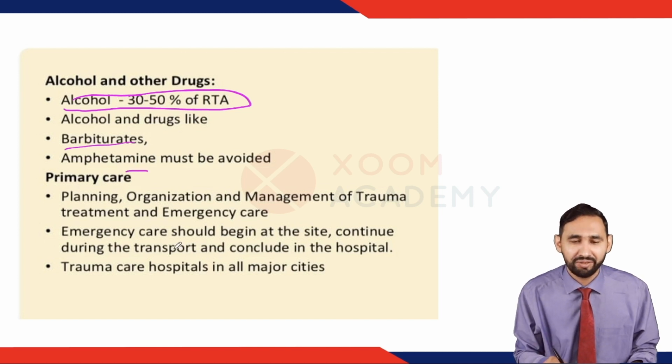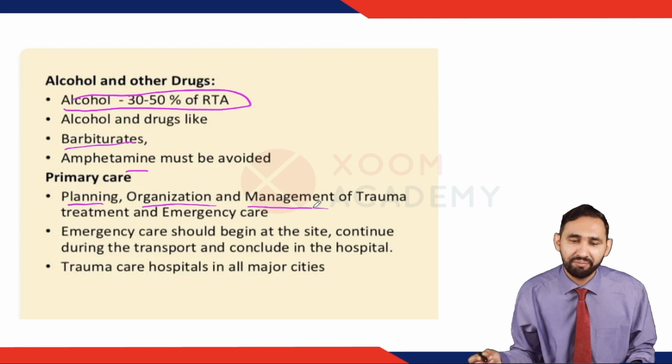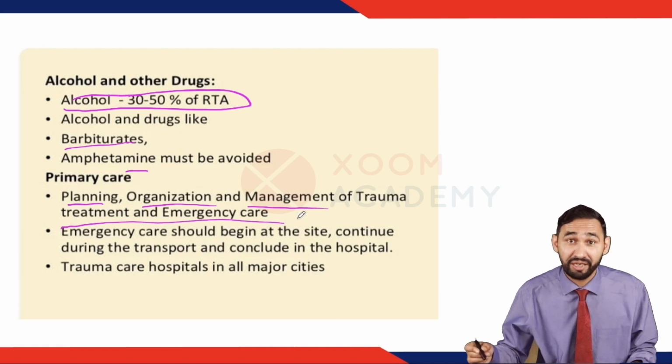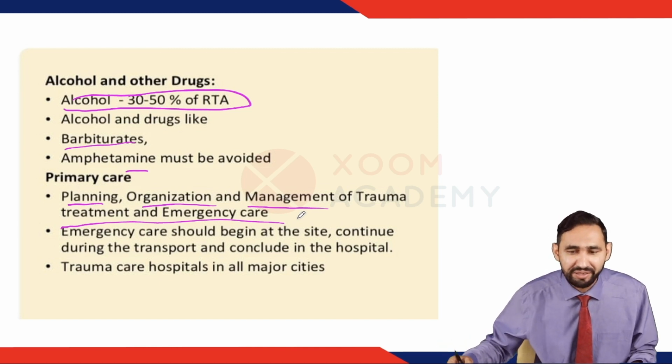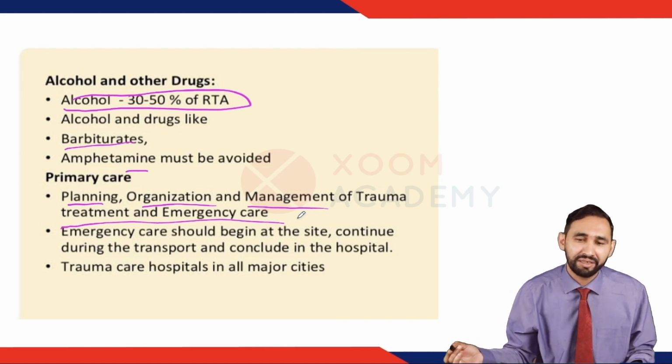What is primary care to prevent accidents? We should plan, we should organize and manage. Our planning, organization, and management of trauma emergency management is important. In Pakistan, there are a few hospitals, and the health system is fragile. We have a poor system of emergency management or emergency care. Our site of accident is far from the hospital.